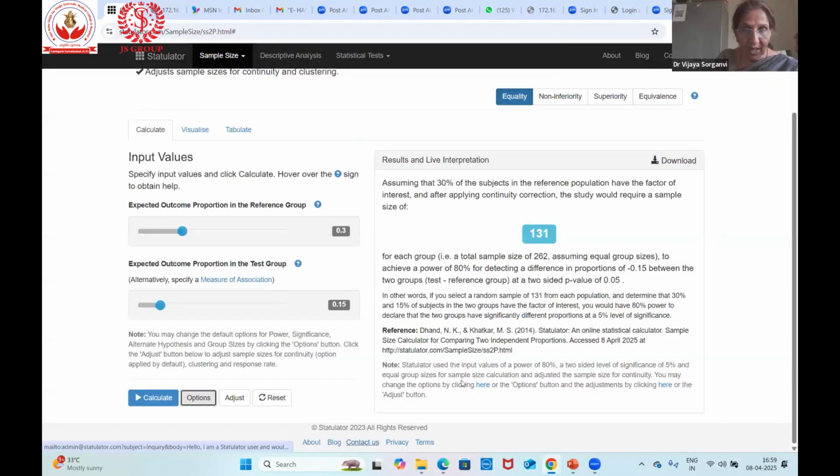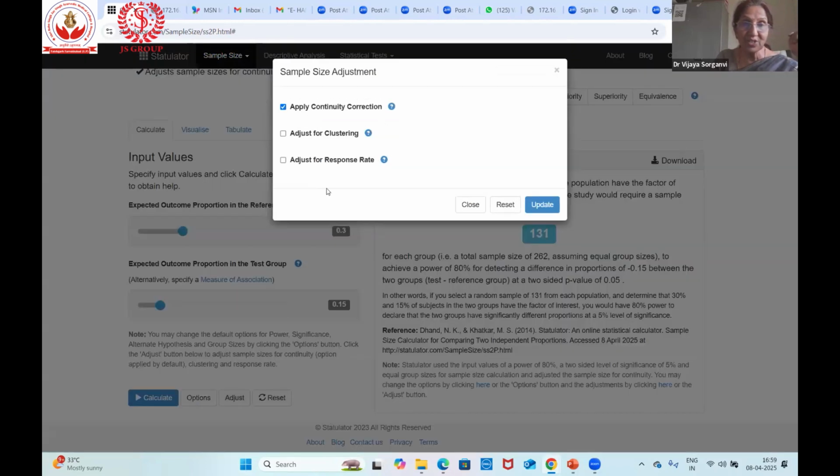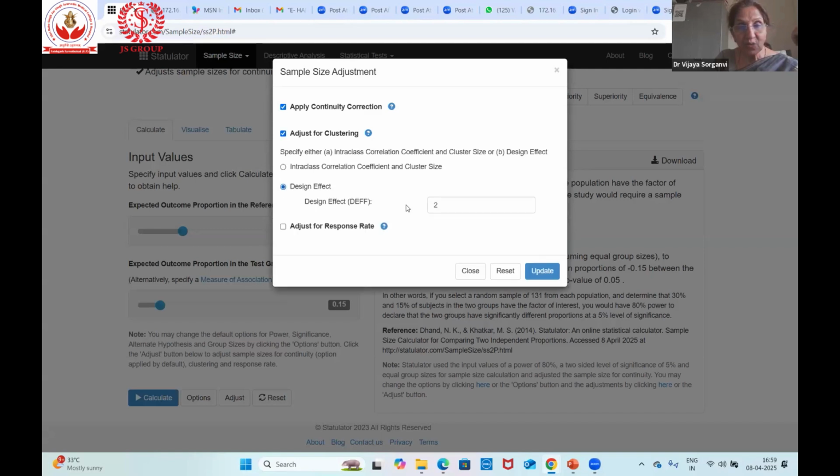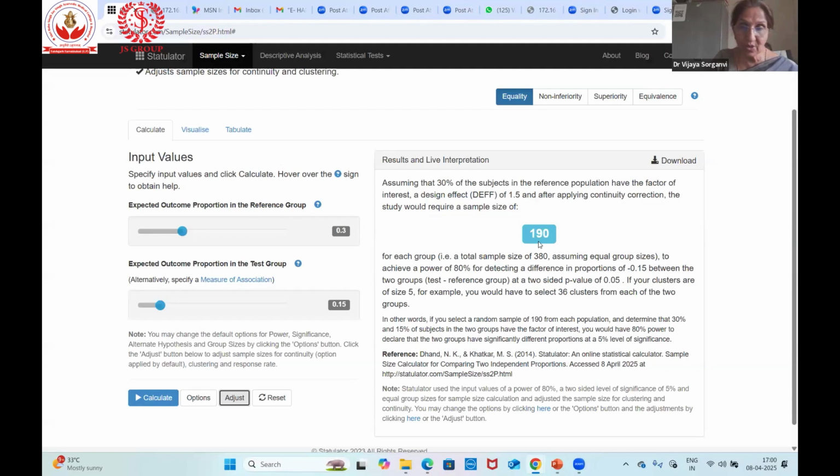Update it. Now, adjustment for finite population, study design or response rate is also there. Always, if continuity correction is selected, now we want to adjust for clustering in the two groups. That can be done with the design effect. By default it is 2. I can take it as 1.5. So update it. Your sample size increases to 192 from 120.